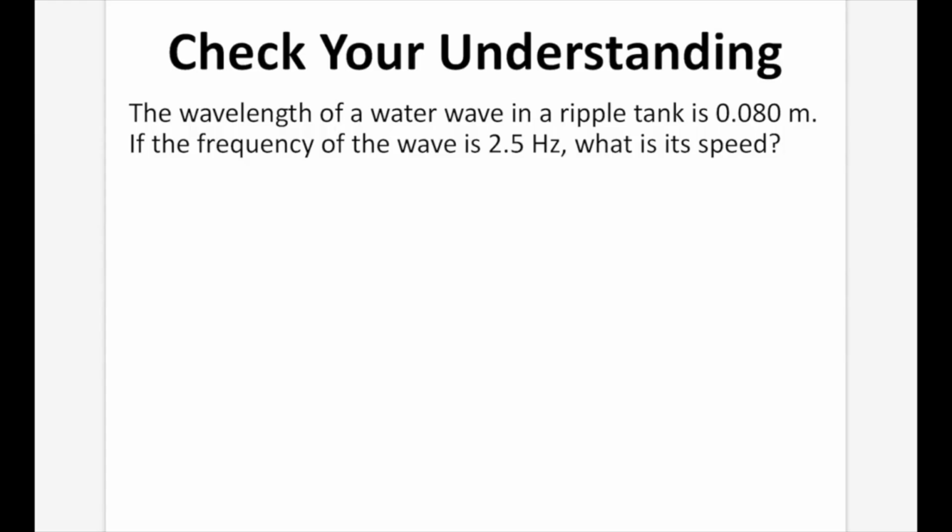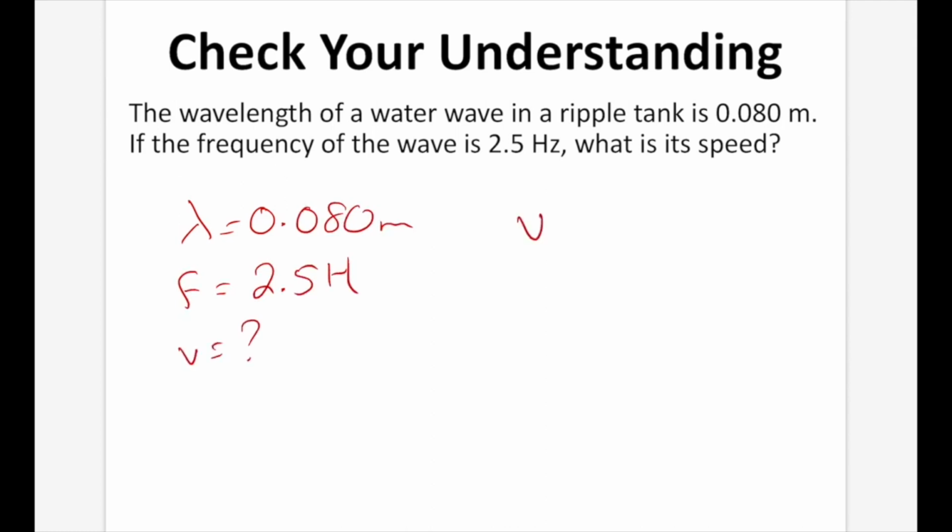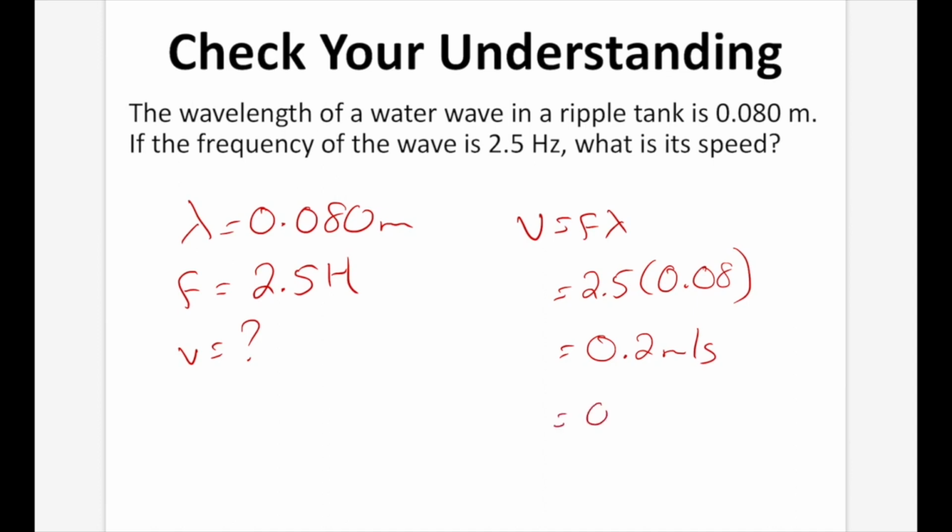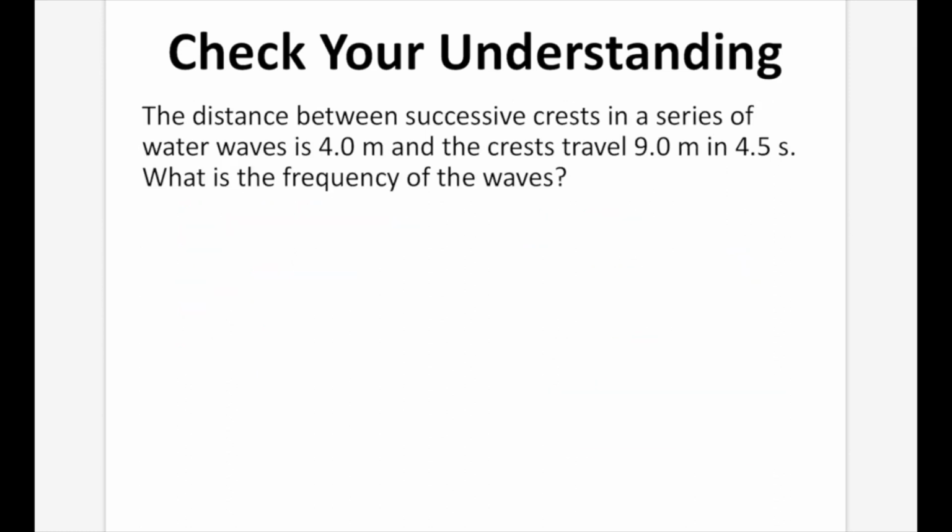So let's write down what we have. We have lambda is equal to 0.080 meters. We have frequency 2.5 hertz, and we're looking for speed. We know our equation, V equals F lambda. We're going to substitute our numbers in. 2.5 times 0.08 equals 0.2 meters per second. Now we need 2 sig digs, so our final answer becomes 0.20 meters per second. And there's no direction.